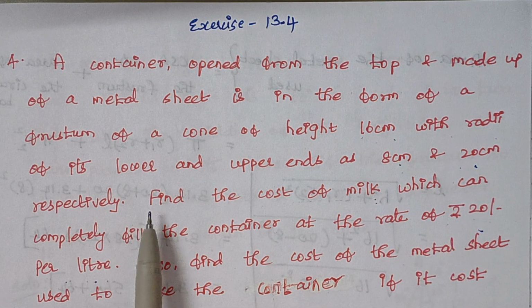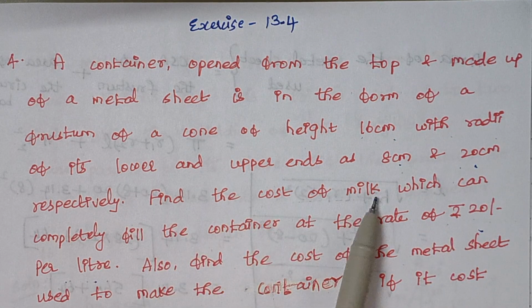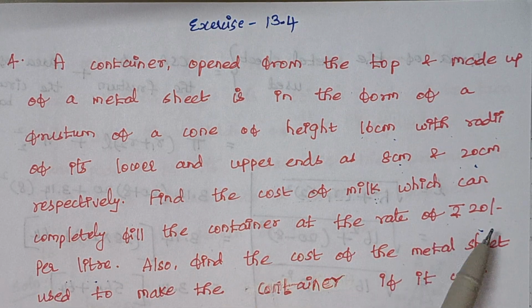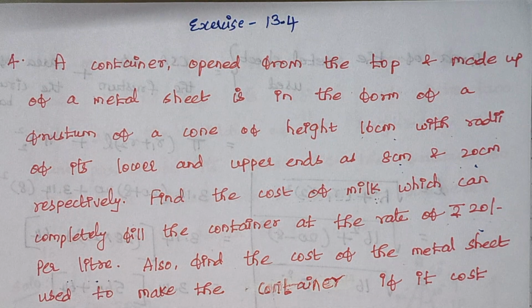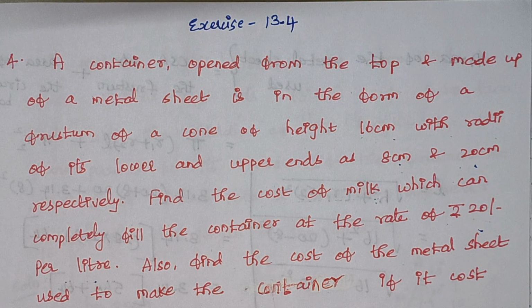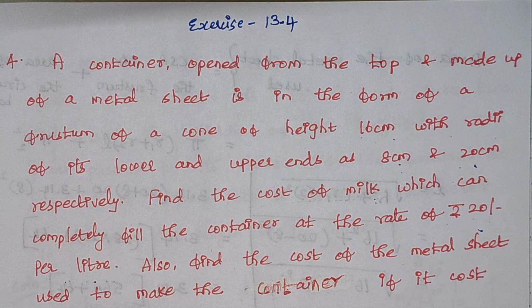So the first part of the problem is: find the cost of milk which can completely fill the container at the rate of rupees 20 per liter. So here we are going to estimate the cost of milk that the container has. That is, we are going to fill the frustum of a cone completely with milk, and then we are going to find the amount which is required for that milk.